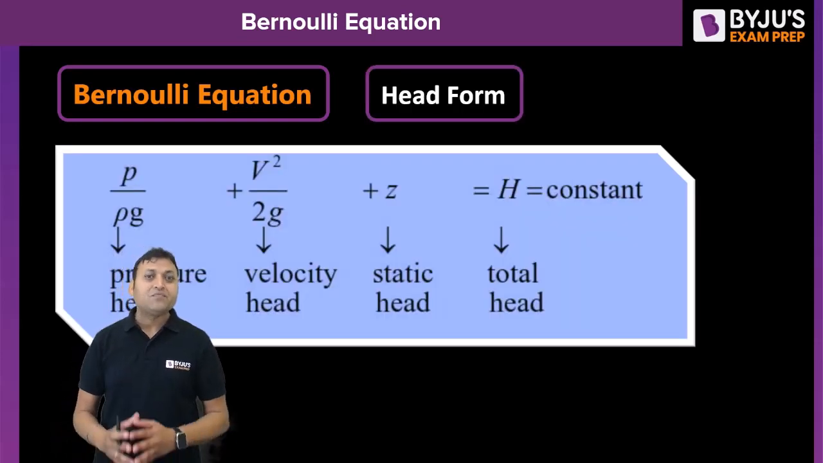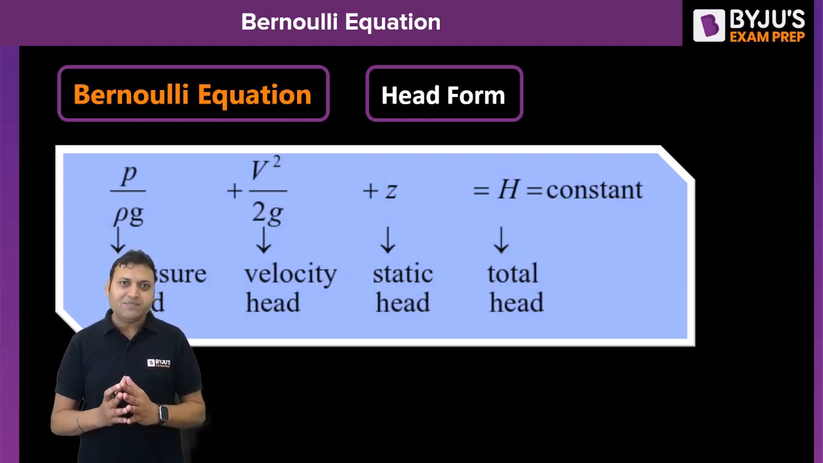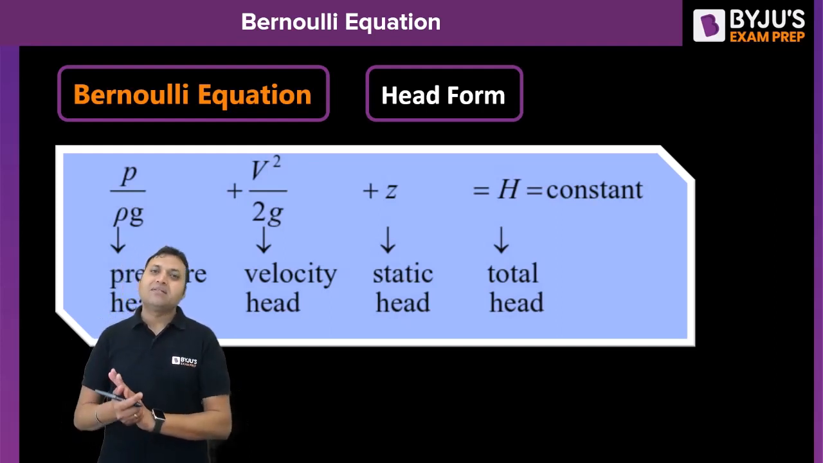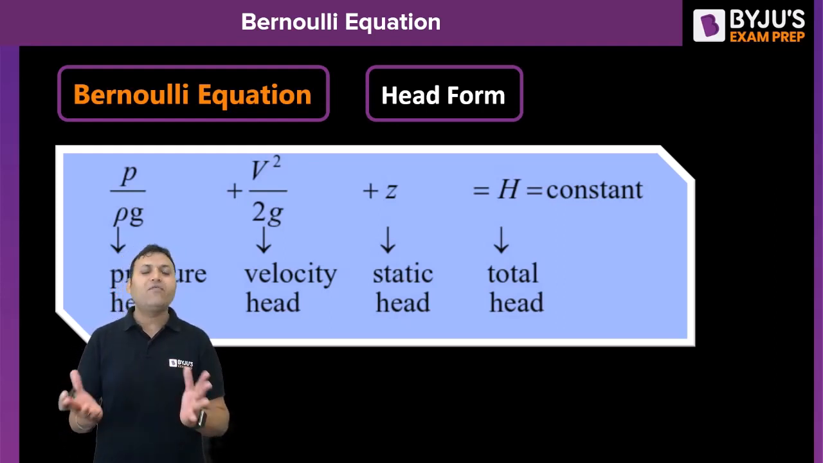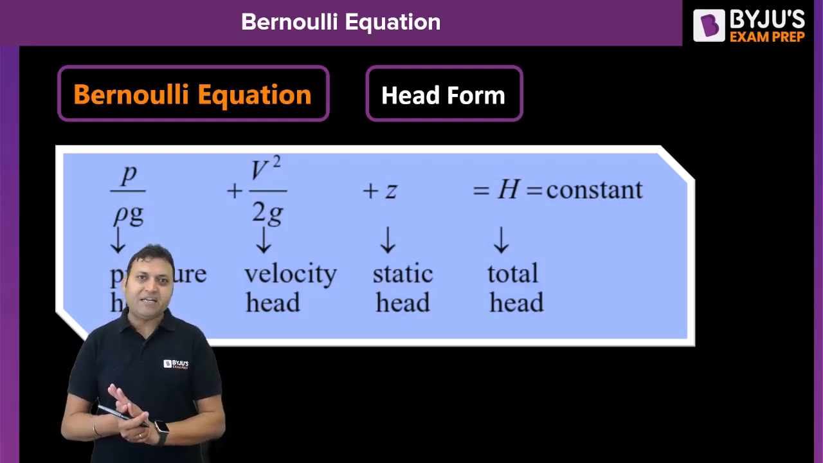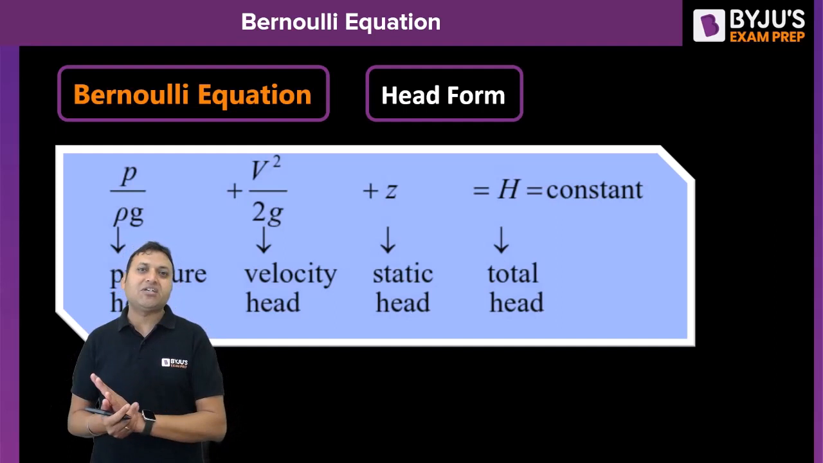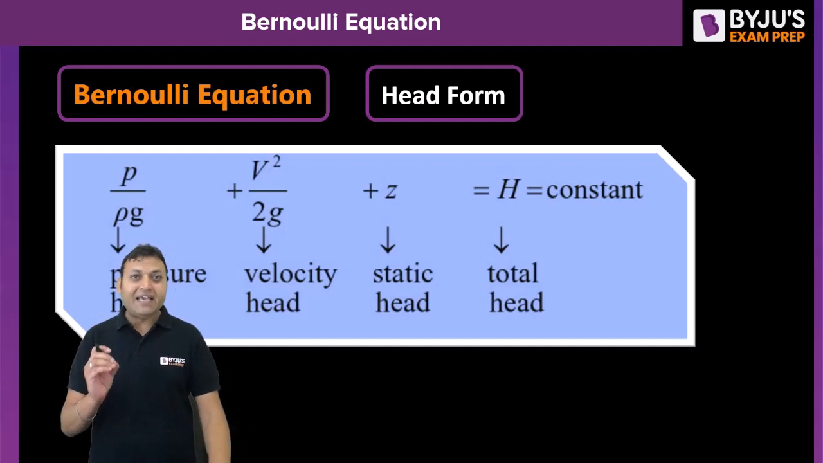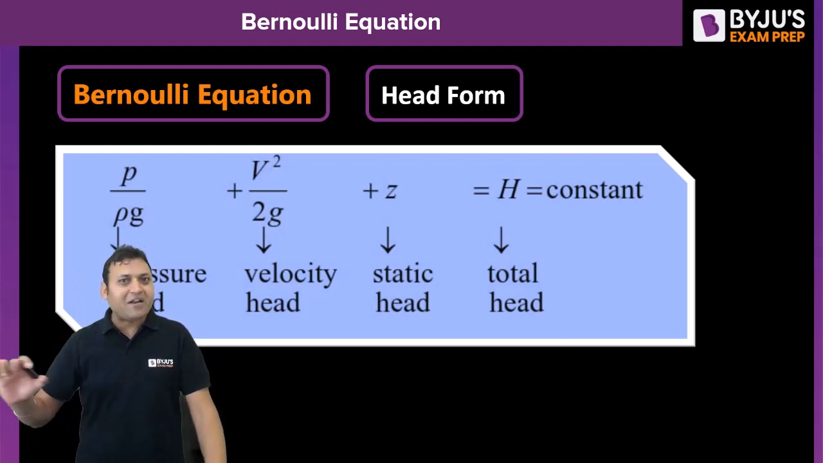So what we get, the first term will become P by rho g, that is the static pressure head of the flowing fluid, which can be absolute, which can be gauge. The second term, V square by 2g, represents the velocity head, or we can call it the kinetic energy head, or the dynamic pressure head of the flowing fluid. And the third term represents the static head, or we can also call it the datum or the elevation head, or the potential energy head of the flowing fluid. So Z is the depth or height of the point from a reference line.